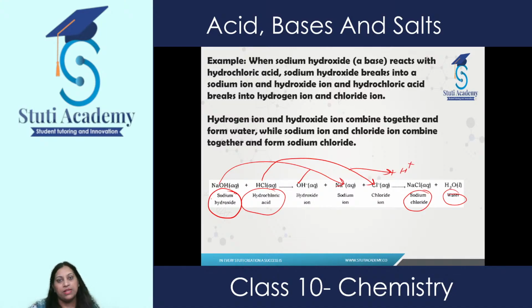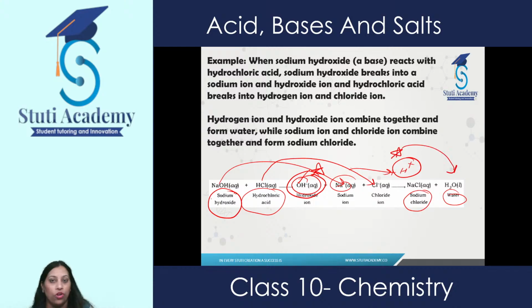So if sodium hydroxide breaks, it results in the formation of hydroxide ion, as you can see here, and sodium is there. And if you are talking about the acid, hydrochloric acid, it dissociates into hydrogen ion and chloride ion. And this hydrogen and hydroxide combine together to form water. And this Na and Cl combine together to form salt, which is NaCl, sodium chloride. So this is how a neutralization reaction takes place.